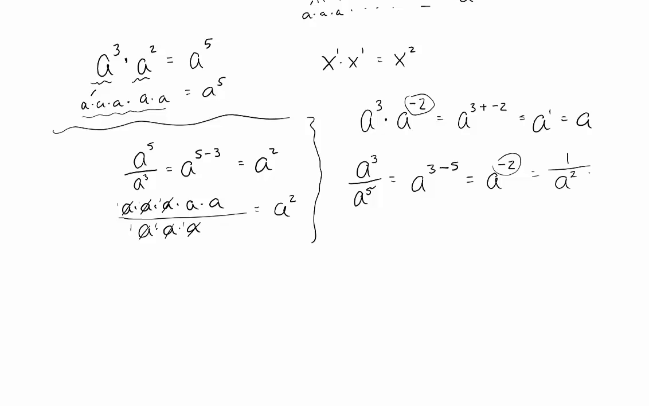Now, why does that work? Well, let's write this out like we did with the other ones. I have a times a times a, and I'm dividing that by a times a times a times a times a. I have 5 a's in the denominator now. And I'm going to cancel these out like I did before. That a with that a, this a with this a, this a with this a. These all become 1s. And so what I'm left with is a 1 on top and an a squared on the bottom. So you can see it's the same answer that we got: 1 over a squared.